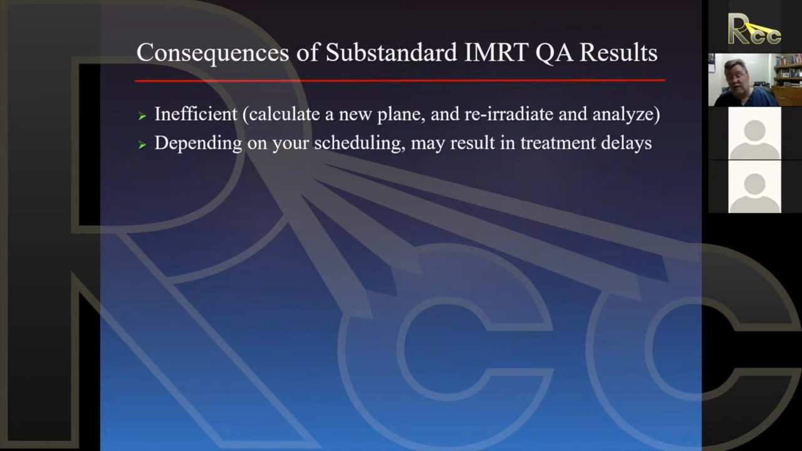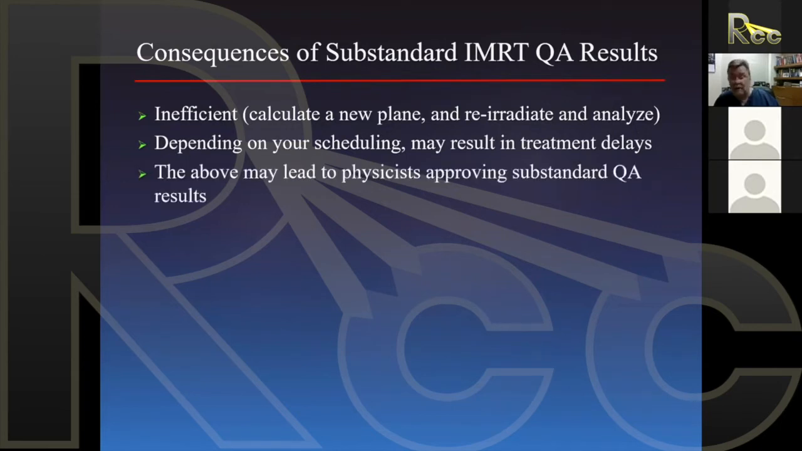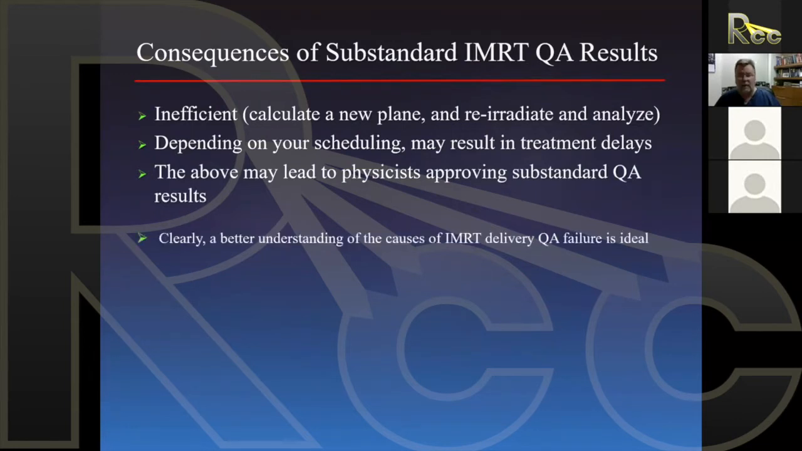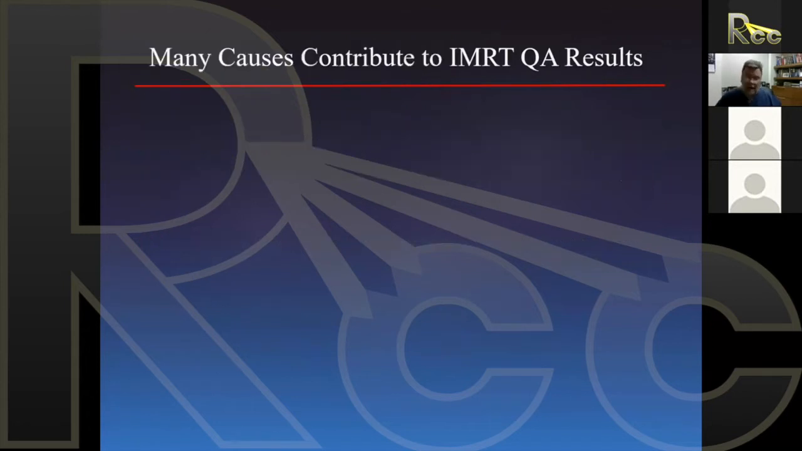This, along with your administration and your physician's reluctance to delay treatment, may lead to physicists approving substandard QA results, which is never ideal. So we want to make sure that we have a reasonable understanding of things so that we can do this properly. It's good to have an understanding of some of the reasons why something would fail. Many causes contribute to IMRT QA results. It could be the beam model, which others will be talking to you about in the commissioning talks.